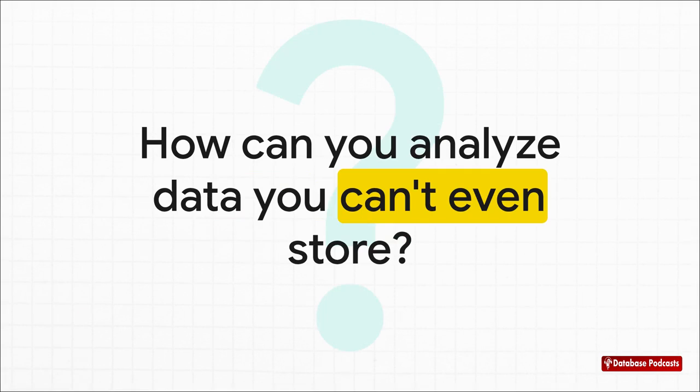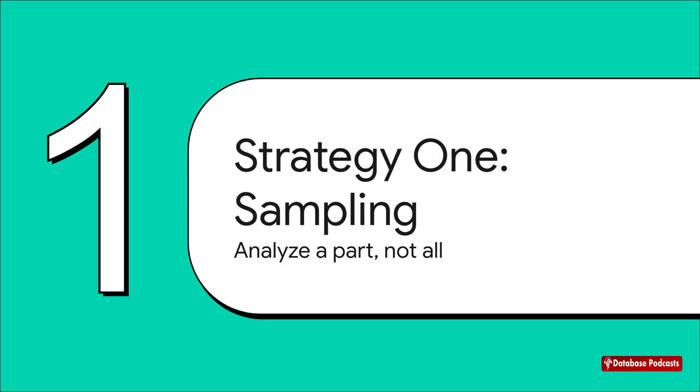So that brings us to the million-dollar question, right? If you can't even save all the data, how on earth are you supposed to analyze it? You can't just give up. You need a new toolkit, a whole new set of strategies built for this fire hose of information. And that leads us to our very first strategy, smart sampling.